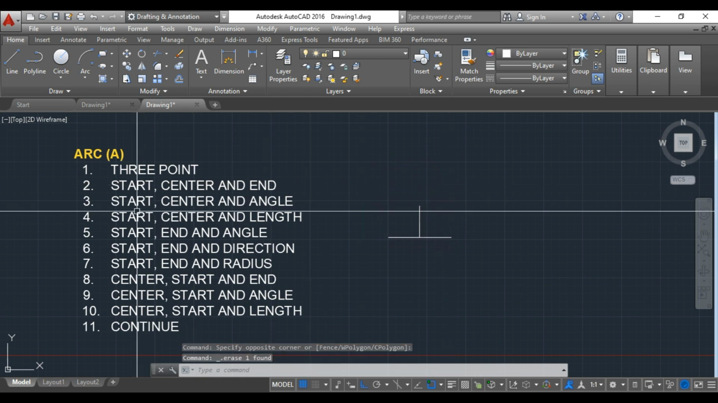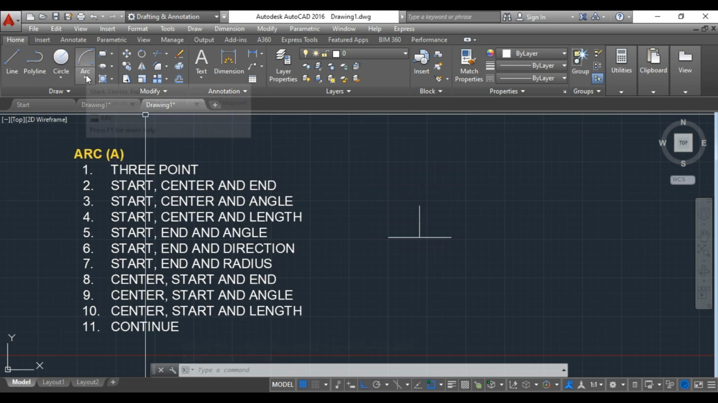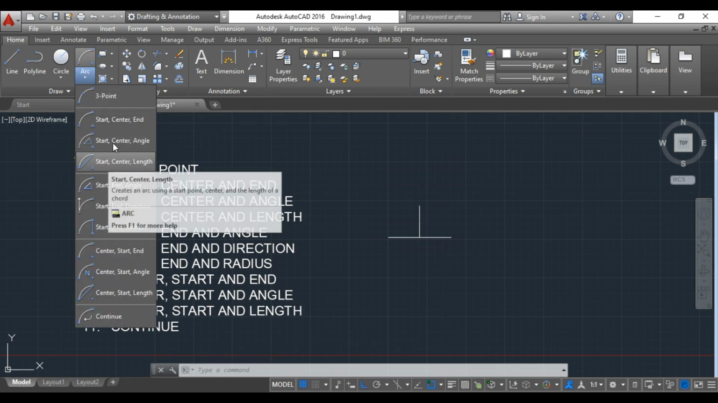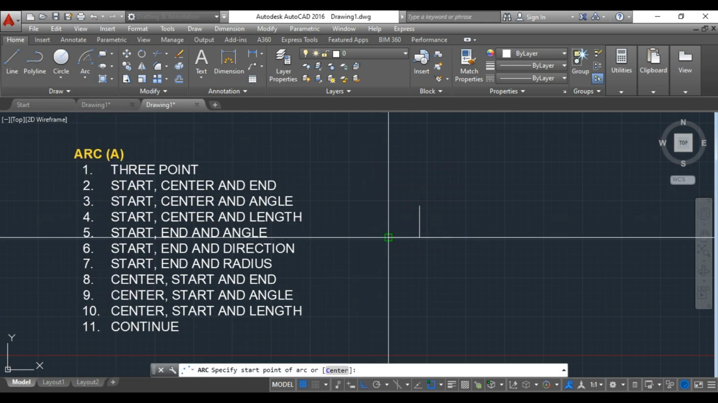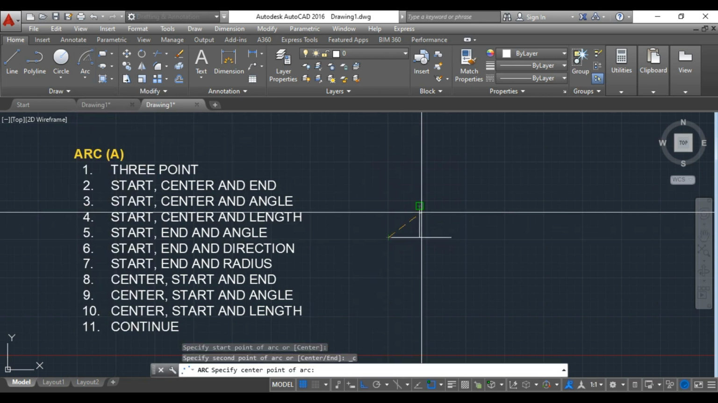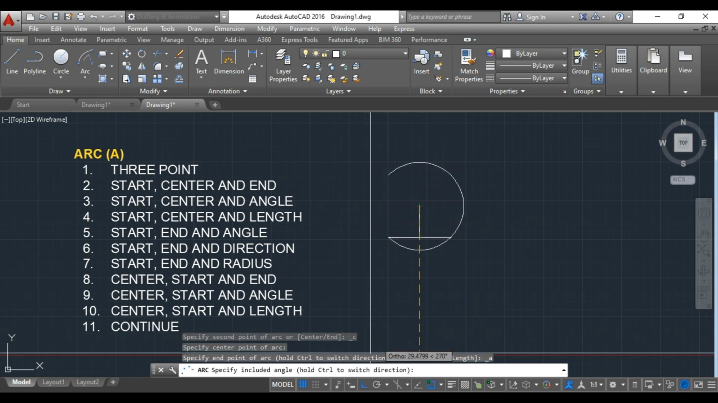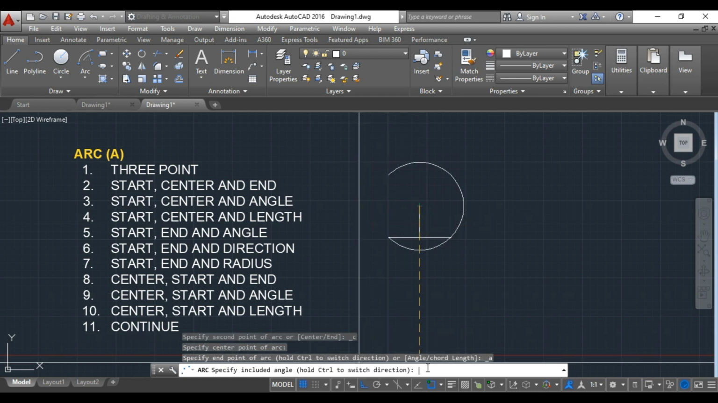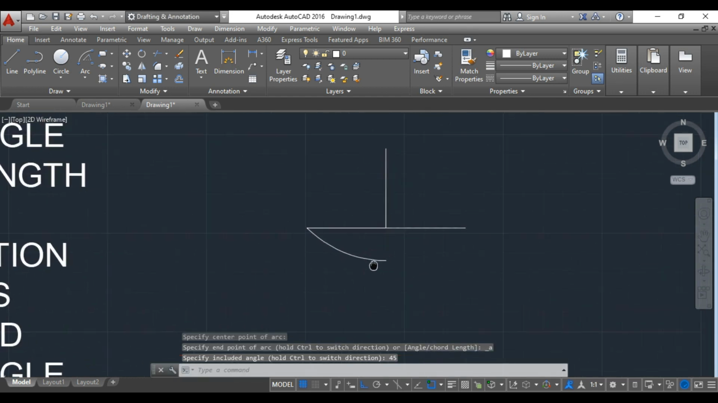The second one is start, center, angle. So I will choose that one. Start, center, angle. See here, start is there. I have started, and again I have given the center point. After giving the center point, it is asking me the angle. So I will give about 45 degrees as an angle. So 45, and I will hit enter. See here, you got the 45 degree curve.